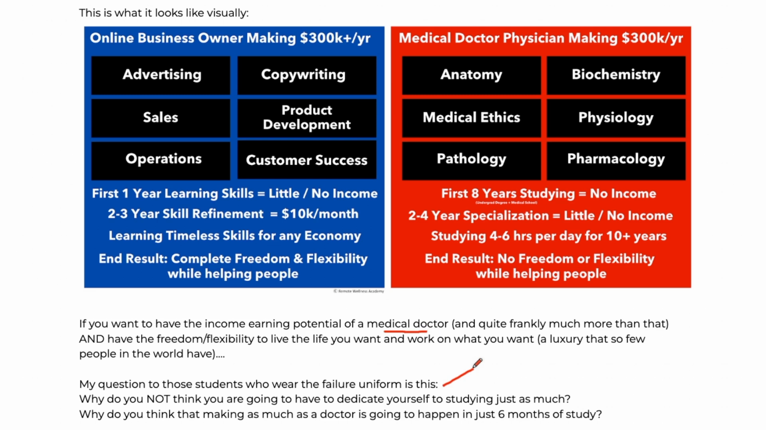My question to those students who wear the failure uniform is this: why do you not think that you are going to have to dedicate yourself to studying just as much? In the same way that somebody trying to become a medical doctor or physician in order to make $300,000 a year, in order to be good at their craft, society is not going to reward that person unless they are actually providing value in that way. So why is it that the failure uniform students think that they are not going to have to dedicate themselves and actually study and put in the work in order to get to that point?